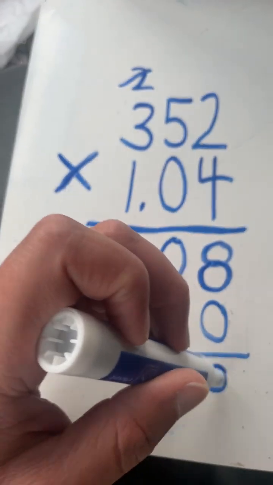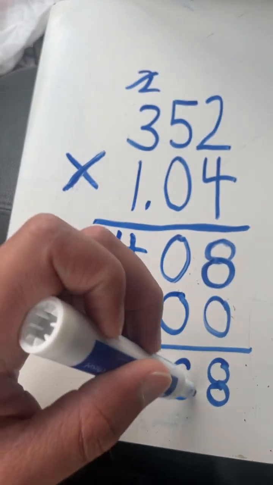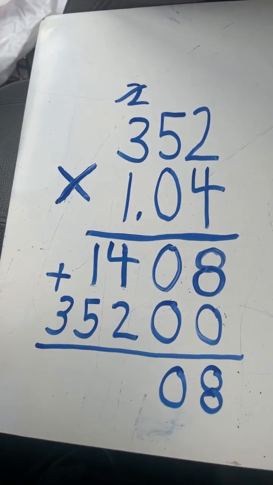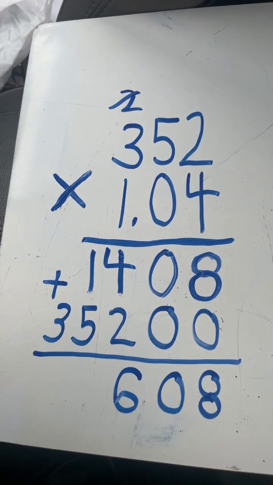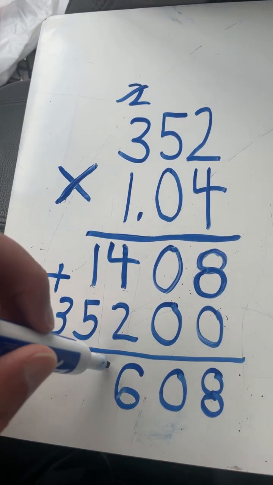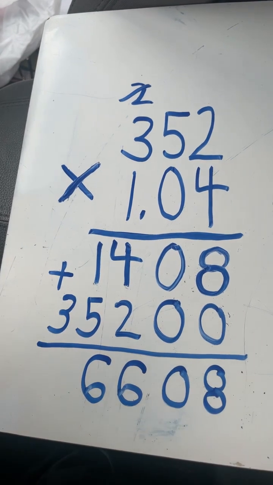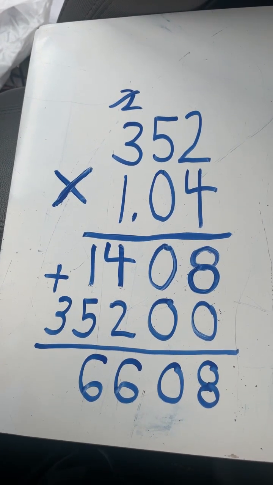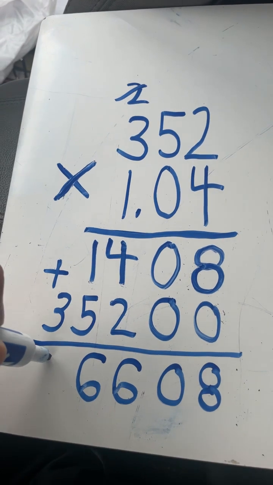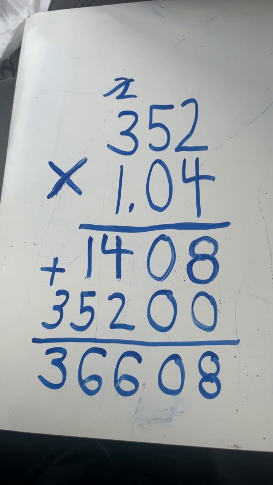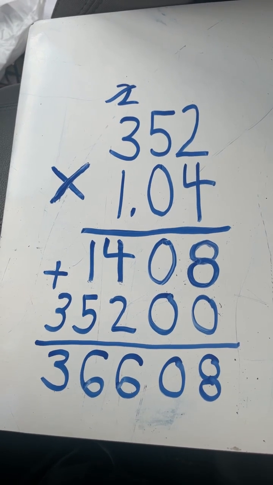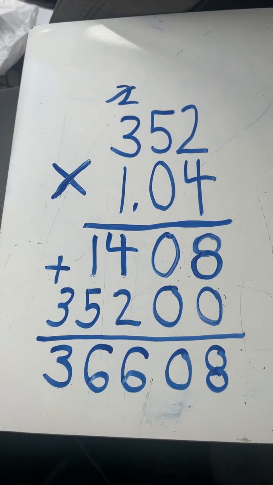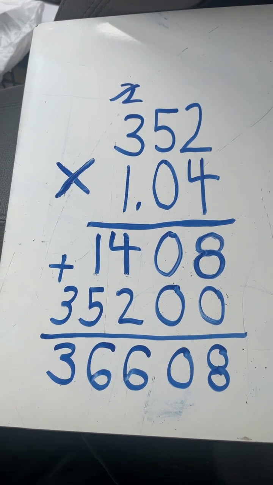8 plus 0 equals 8. 0 plus 0 equals 0. 4 plus 2 equals 6. 1 plus 5 equals 6. And 0 plus 3 equals 3. So now this would be our final answer if we were just multiplying whole numbers.